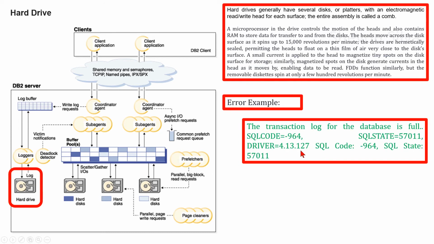As an error example, we can consider this error. The transaction log for the database is full. SQL code is -964. SQL state is 57011.